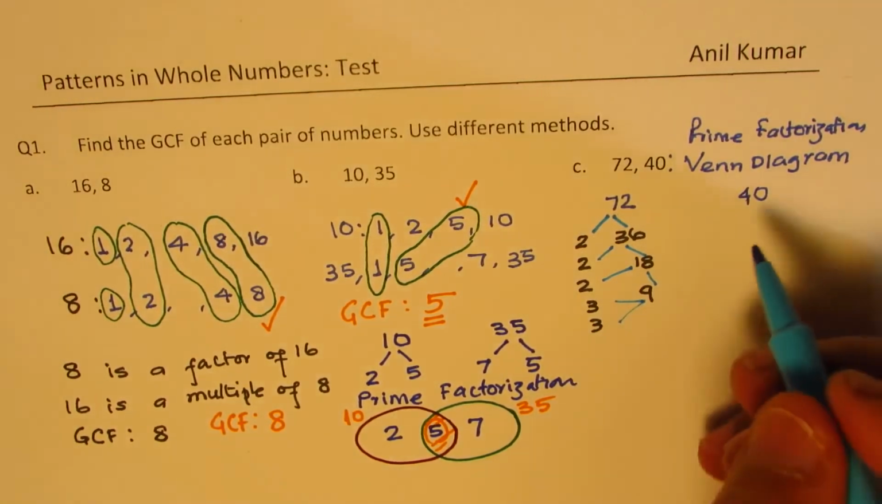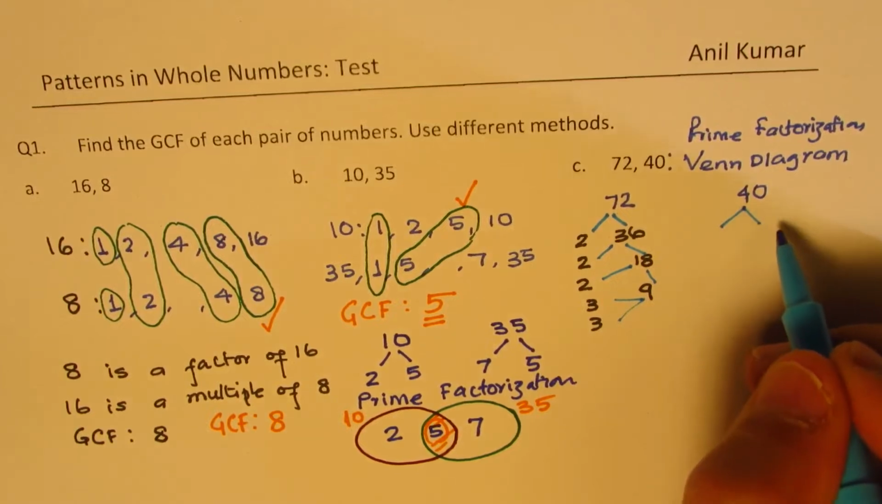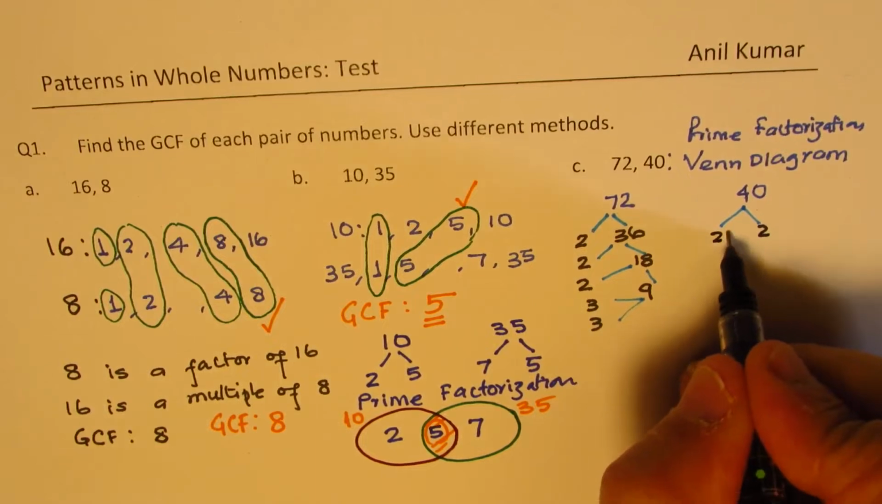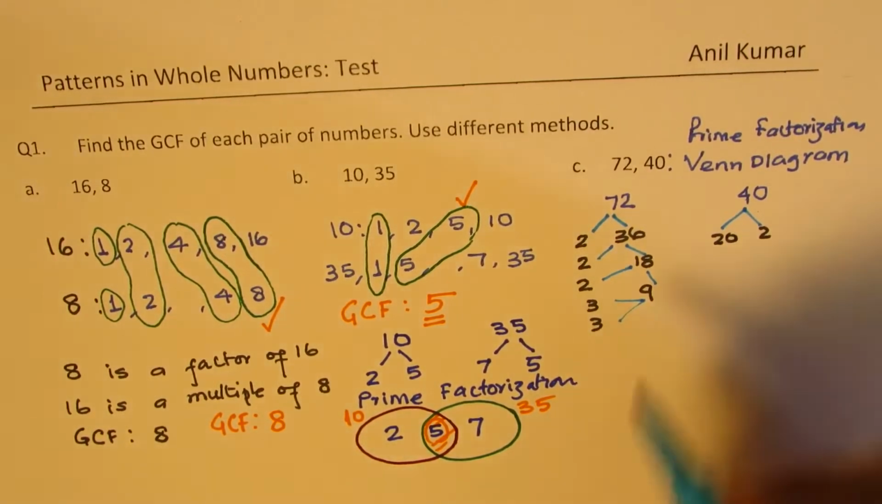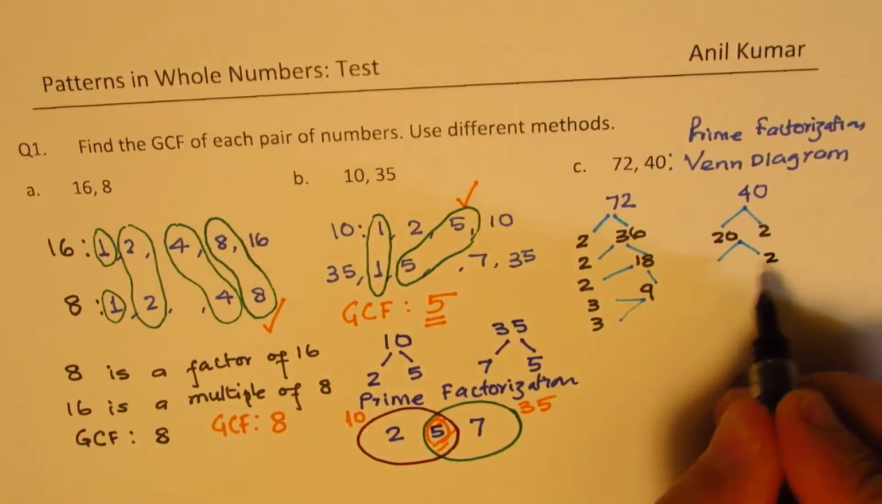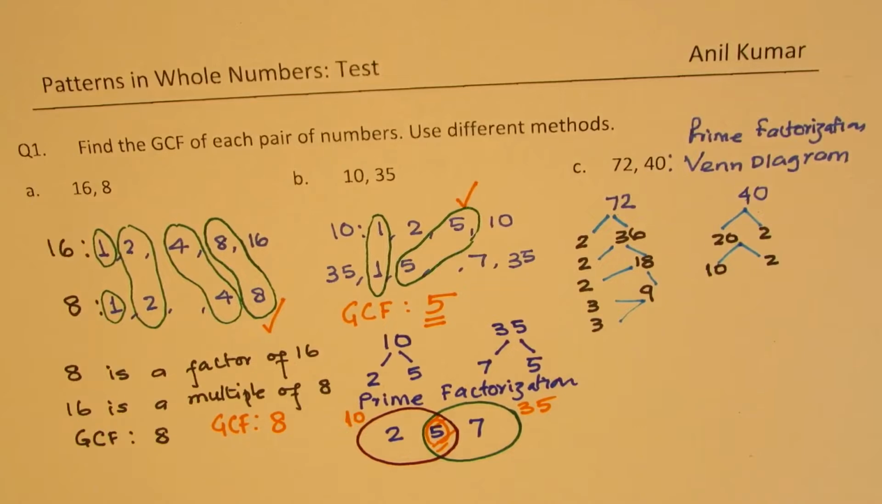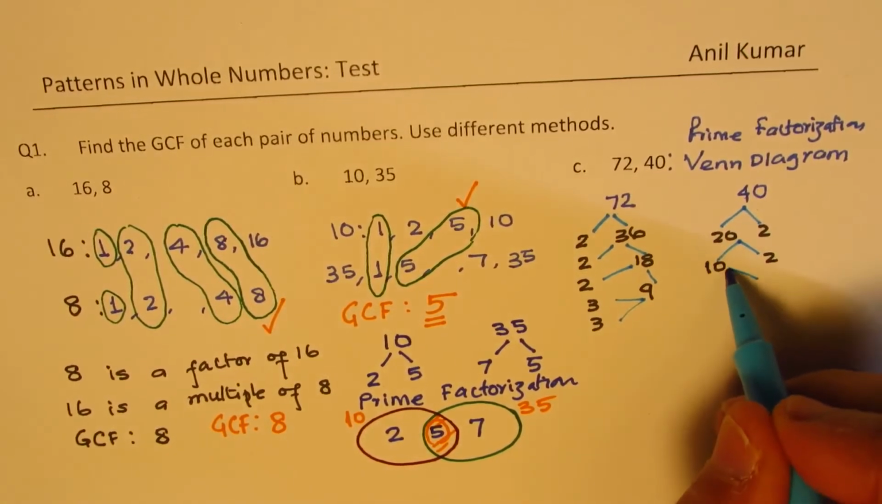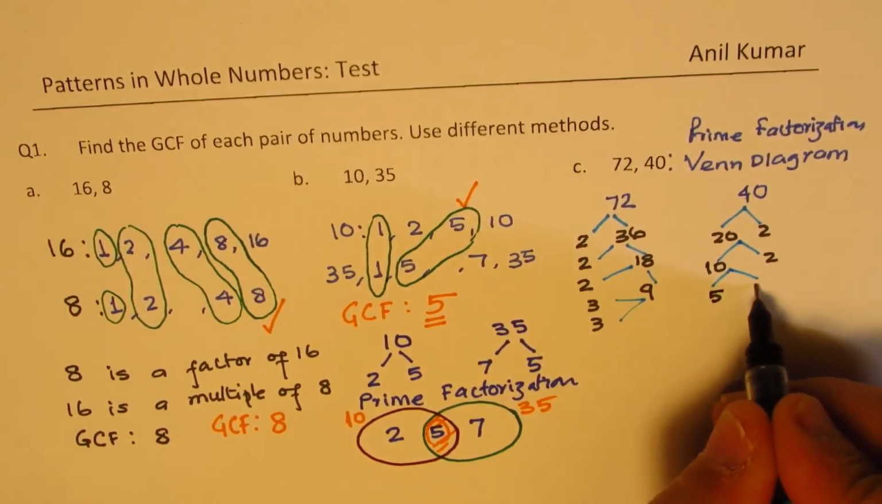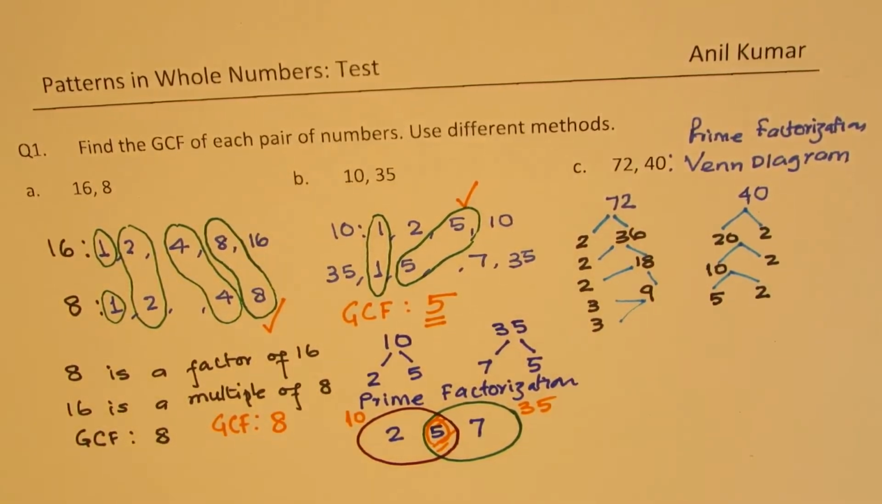Let us do the same for 40. Correct? So as far as 40 is concerned, we know 2 times 20 is 40. And then 2 times 10 is 20. So if I write like this, I kind of organize as I move. So this is a neat technique, right? So with my experience, I found that factoring and displaying the data in this fashion really helps, correct?